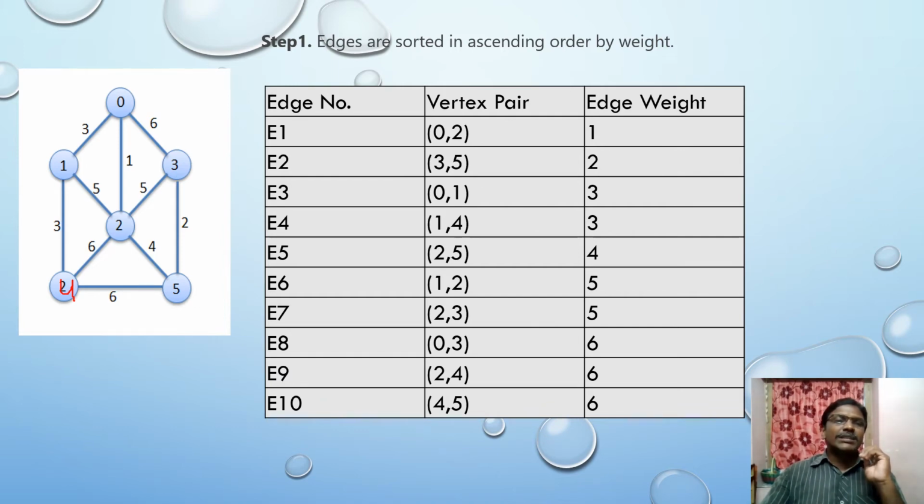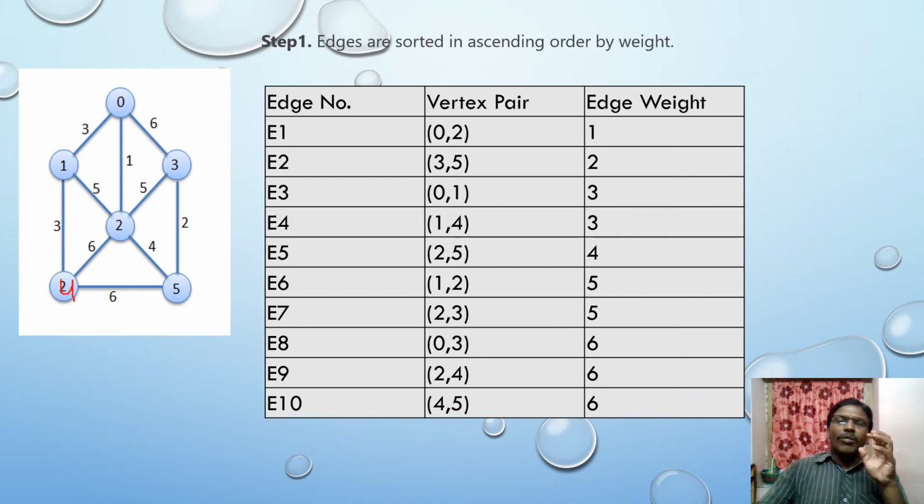The next lowest weight is 4, and the only edge is 2-5. Now note down that edge. Then the next lowest weight is 5, and the available edges are 2-3 and 1-2. Choose any one. 1-2 is 5, and 2-3 is also 5. The next lowest weight is 6, and the available edges are 0-3, 2-4 and 4-5. 0-3 is 6, 2-4 is also 6, and 4-5 is 6.